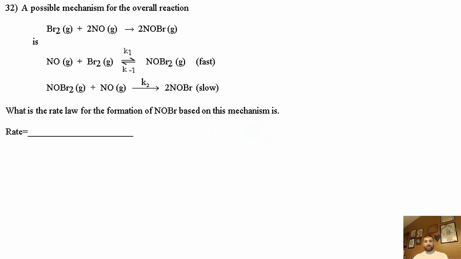32. A possible mechanism for the overall reaction. This is these two steps. And then if you see, the second step is the slow step. And it wants us to know what is the rate law for the formation of NOBR2 based on the mechanism. All right, so we're going to have to do this in a couple of steps. First step that we're going to want to do is the rate laws for each. So once we got that, then we're going to solve for the intermediate. I'll show you what I mean.